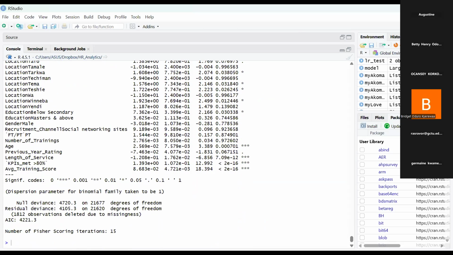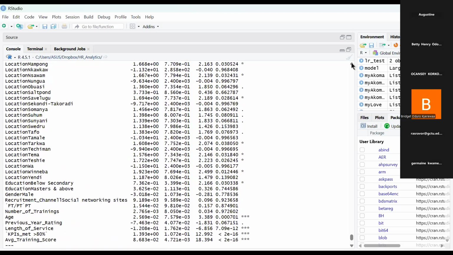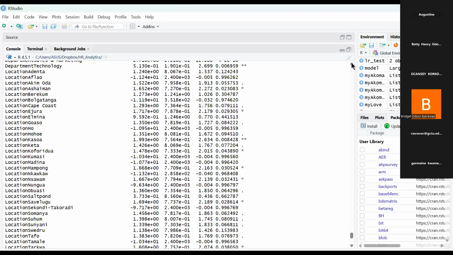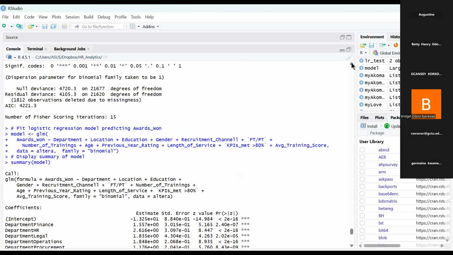Did you all get something like this? Prof, please, the prompt you used, I didn't get it. Which prompt? The one that you used to get this lengthy result. I put it in the chat. Okay, Prof. Can somebody say that?